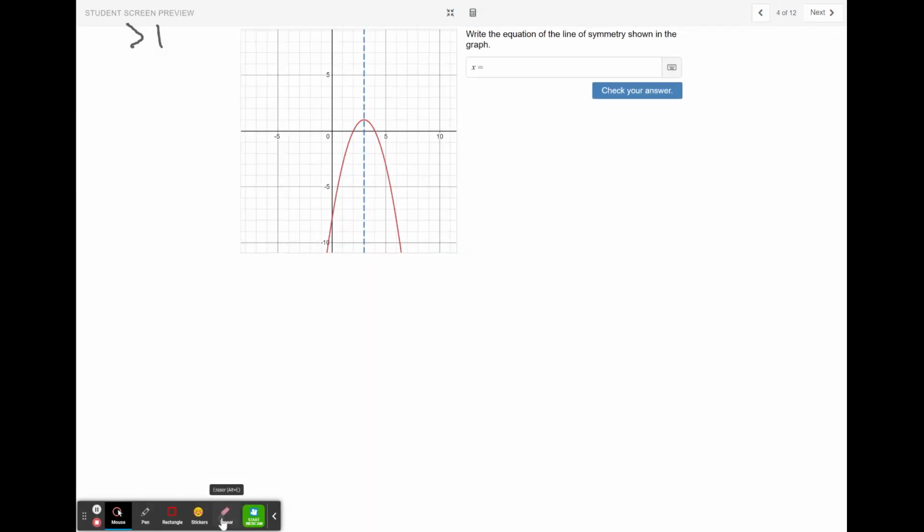All right, for this one, I know that a lot of you want to write the equation as something fancy, but when the axis of symmetry is shown, it's cutting the graph down the middle, and a vertical line will always be x equals. So where is that x? It's 1, 2, 3 over. So x equals 3.